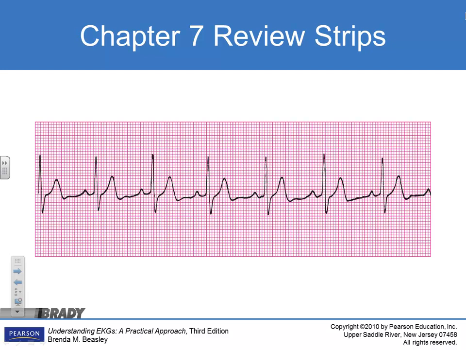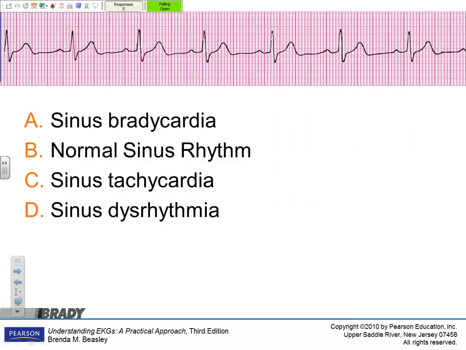Rhythm? Well, it's regular. P waves? Inconsistent. PR interval? PR interval is normal. QRS? Upright and tight. So this is what? Well, give it to me.